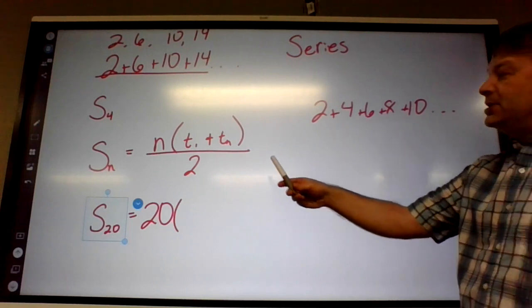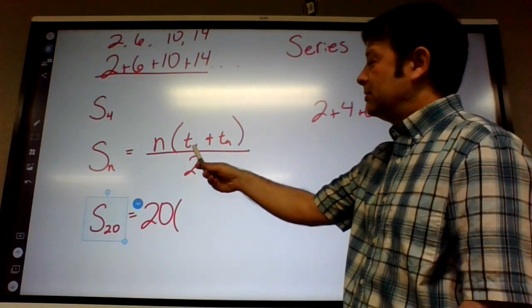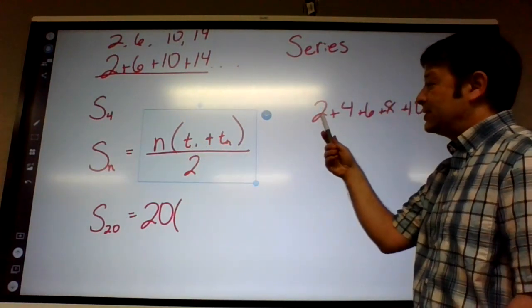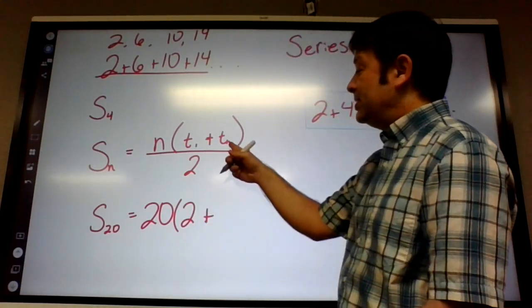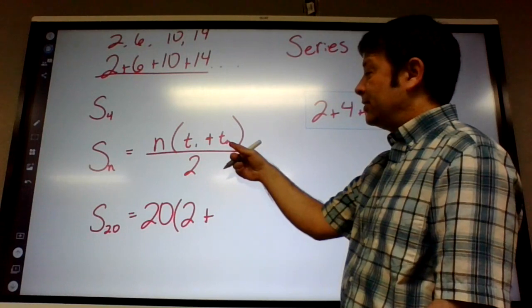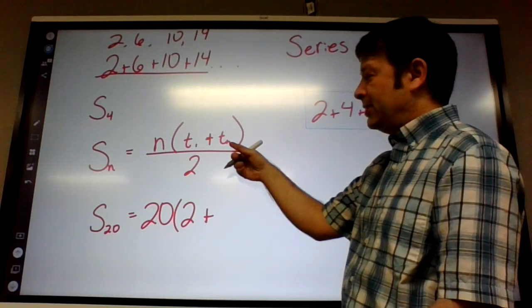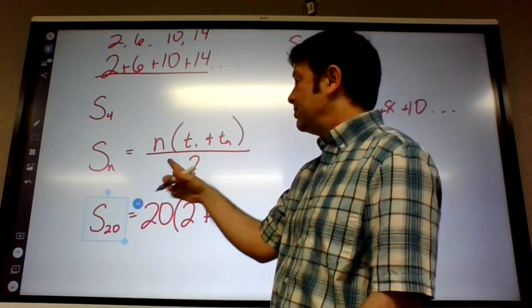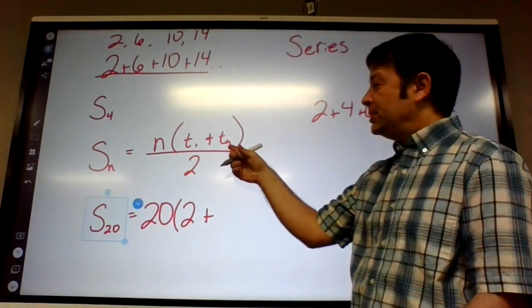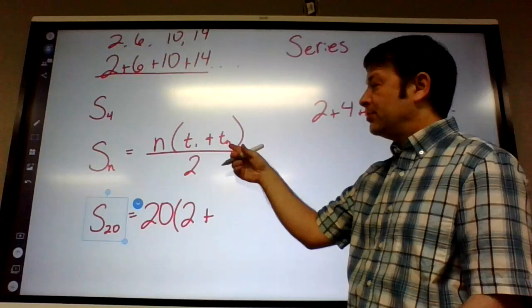Okay, and then what's t sub 1 stand for? The first term. In this case, that's a 2. What's t sub n stand for? Whatever number you want. The nth term. In this case, we want to go all the way out to 20, so it would be t sub 20, the 20th term.